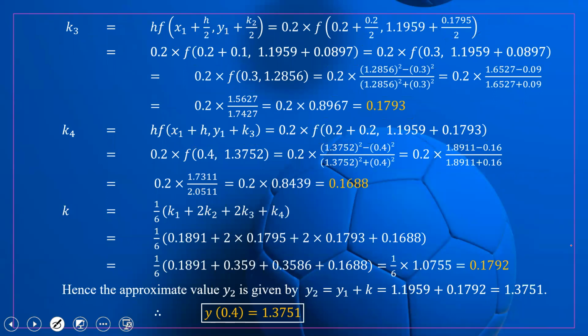Everybody should try to solve this type of question, because one question will compulsorily come from the RK method of fourth order. This is fixed in the exam. These are some exercise questions. I think a lot of exercise questions are given.